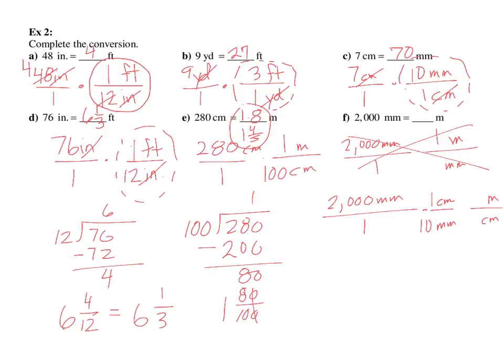Now I know 1 meter is equal to how many centimeters? 100. Alright, so the millimeters is going to cancel out, the centimeters will cancel out, and there we go. I'm left with meters. So I have 2,000 over 10 times 100, 1,000. So that gives me 2. That's all there is to that. So sometimes you'll use more than one converting fraction, depending on the situation. If you need any help, make sure to ask.